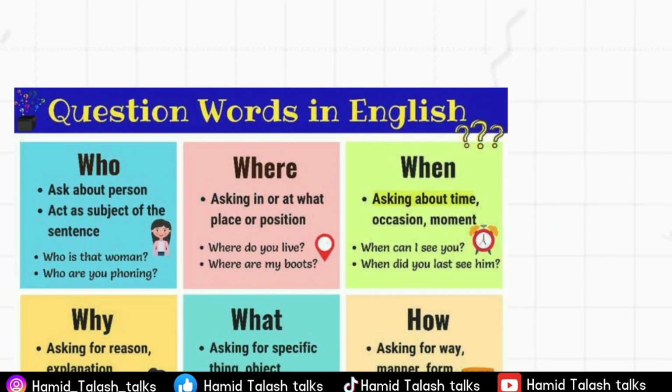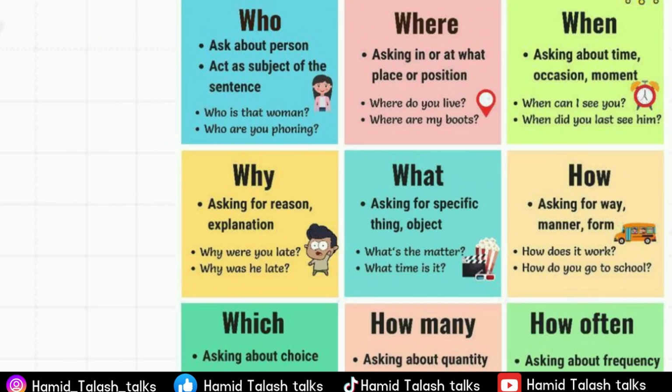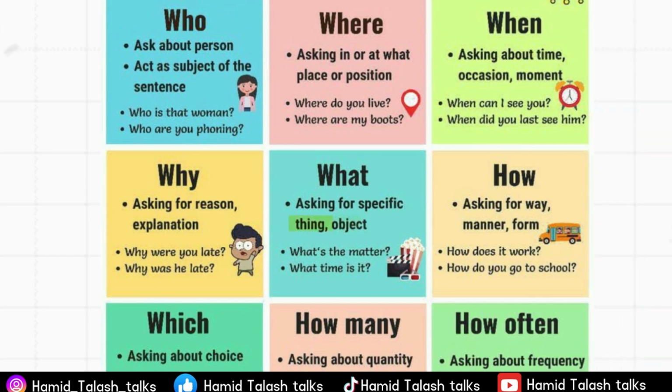When you ask for time or occasion, when can I see you? Or when did you last see him? Besides that, why is used for reason, as I mentioned. Why were you late? Why was he late? He was late because he was in the cinema hall. He was late because he was taking his class. Depends. What is used for object? Once again, you see here, what is the matter? Or what time is it?